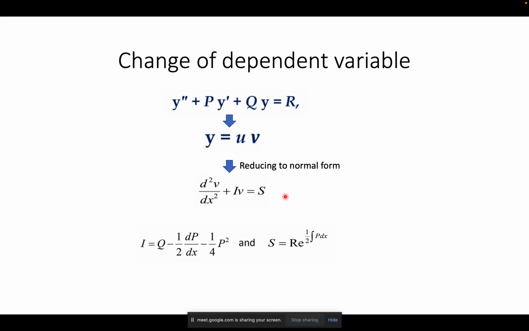We will be again using this dependent variable method in order to solve some differential equations. So the things will be much clearer when I start the examples of all the methods.